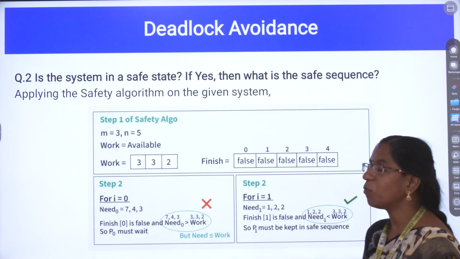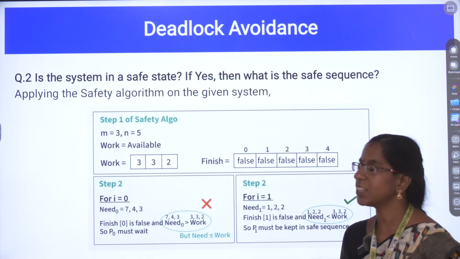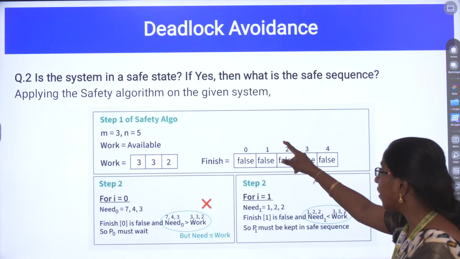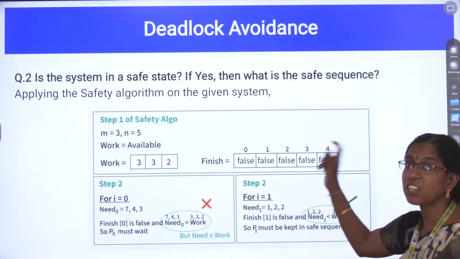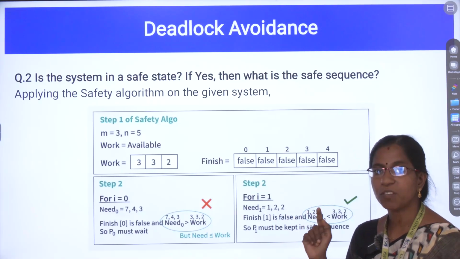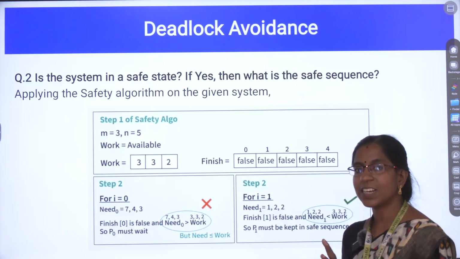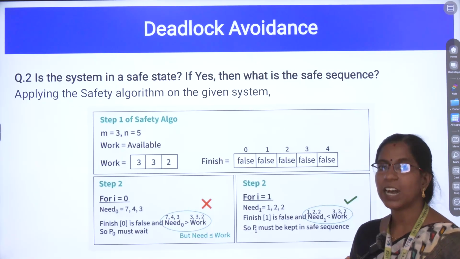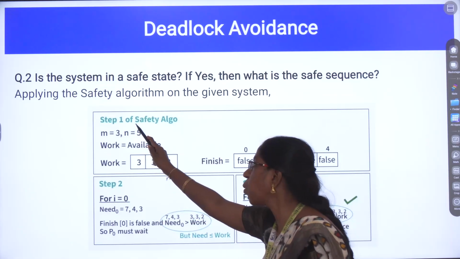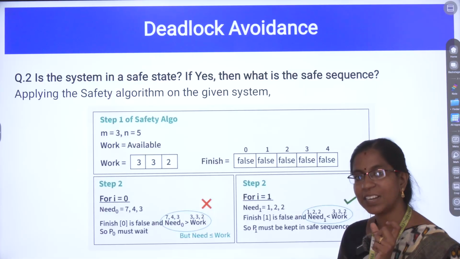Next, how can we calculate whether the processes are in a safe state or an unsafe state? If the system is in a safe state, then what is the safe sequence? Here we apply the safety algorithm on the given system. In the safety algorithm, we are using work and allocation. In step 1 of the safety algorithm, we consider M and N.